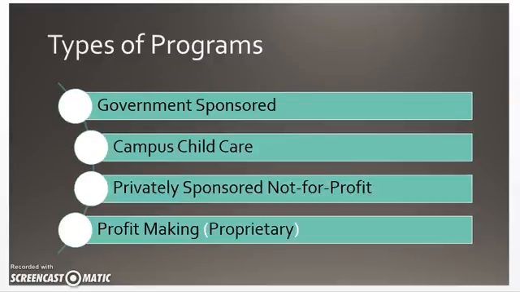And then our next group of programs are government sponsored. Government sponsored, an example of that might be Head Start. These are best known for federal government sponsored program.